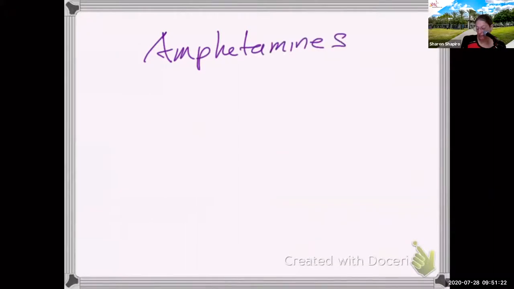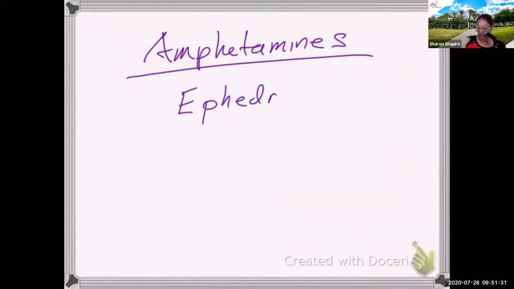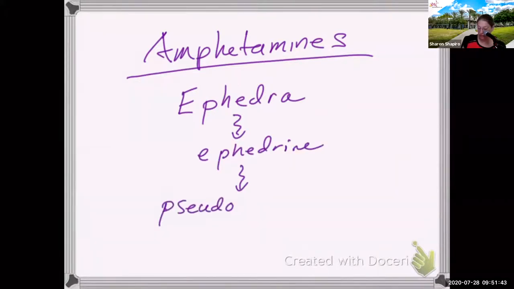The next stimulant that I wanna sort of drop into are the amphetamines. And these come from plants as well. They originally come from a molecule called ephedra. And then you can chemically modify ephedra, it becomes this molecule called ephedrine. And that can get modified into something called pseudoephedrine. This is like cold medicine.